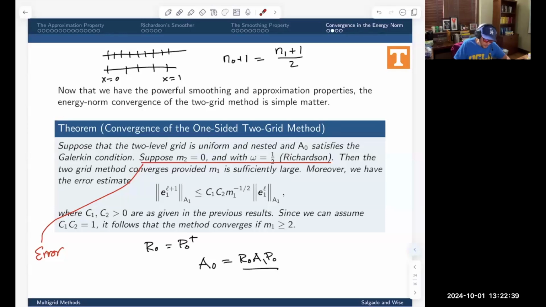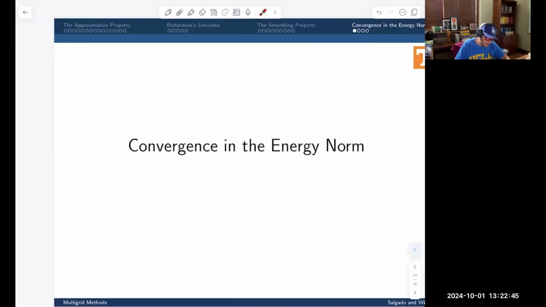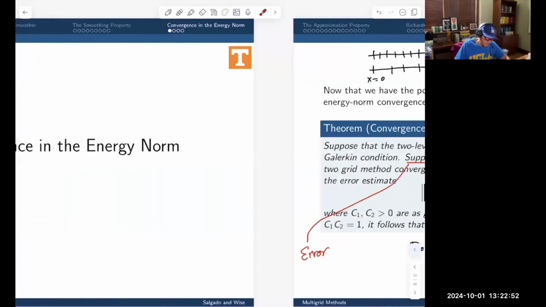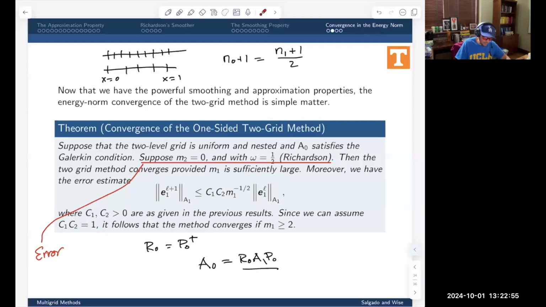Now, in this case, we know what these two constants are, C1 and C2. C2 was just found to be what? 1 over the square root of 2. C1 was the reciprocal, it turns out. So if you multiply the two together, you just get 1. Well, that's kind of nice because that tells us that that's a pretty small number. If this was astronomically large, then what I would have to do is adjust the number of smoothing steps that I do in order to make this whole number less than 1. If this number is large, then I have to use a lot of smoothings because remember, this constant looks like this. It's C1 times C2 over the square root of M1.